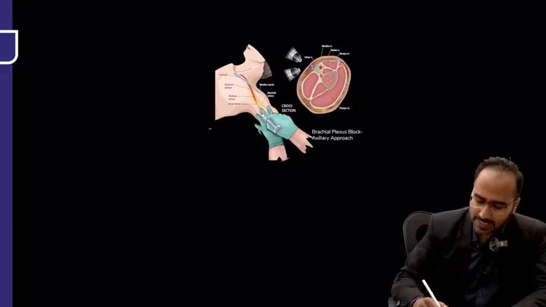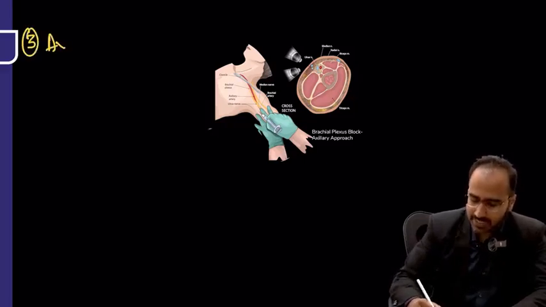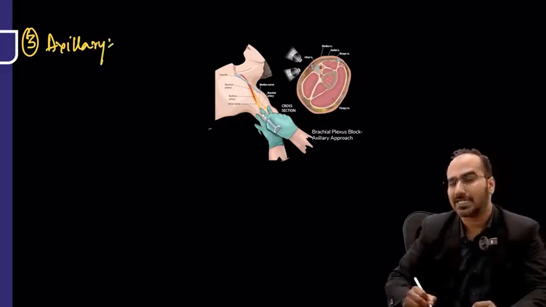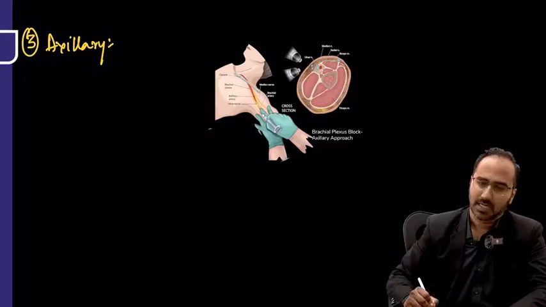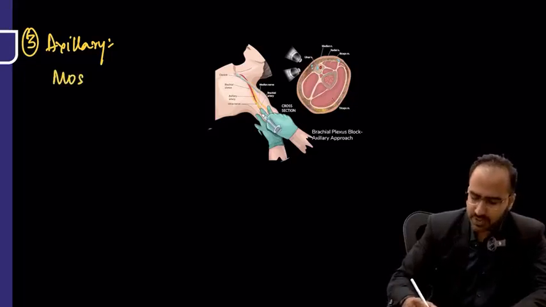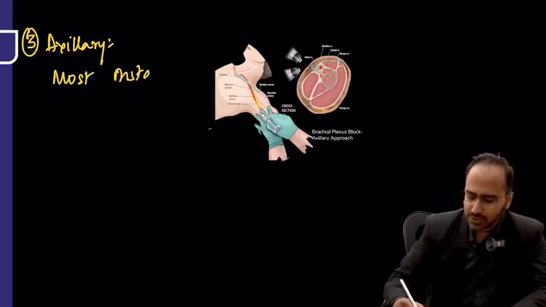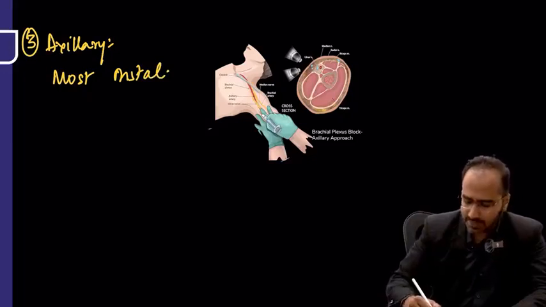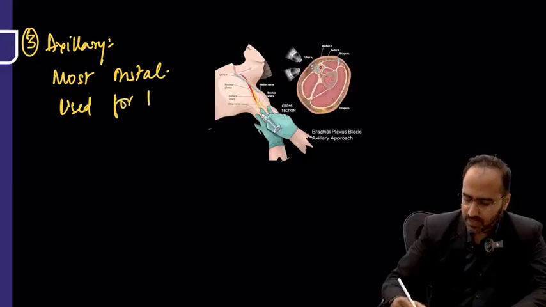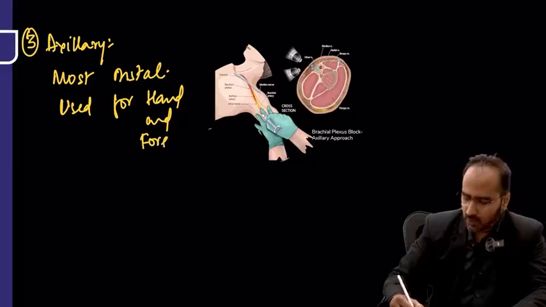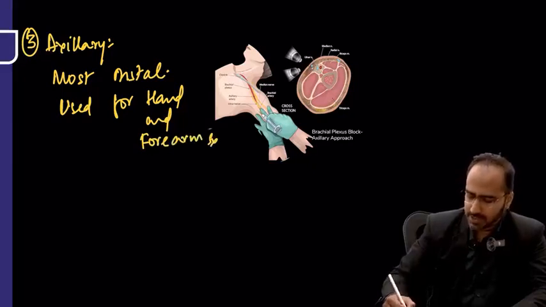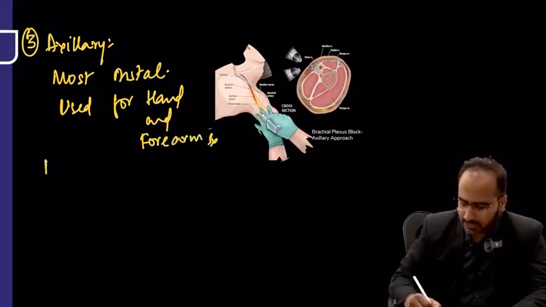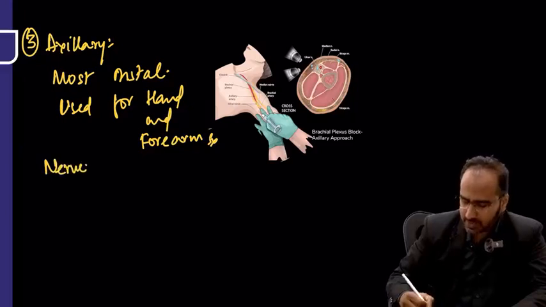Coming to the axillary approach. The third approach is axillary. Axillary approach means you are introducing the needle from the axilla to find the brachial plexus. Okay? This is the most distal approach, used for hand and forearm surgeries.